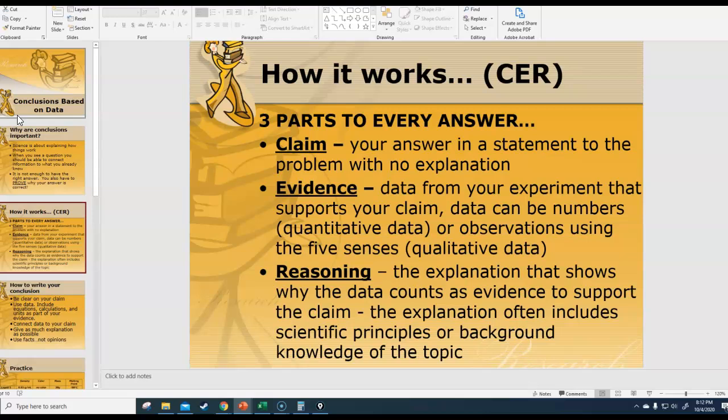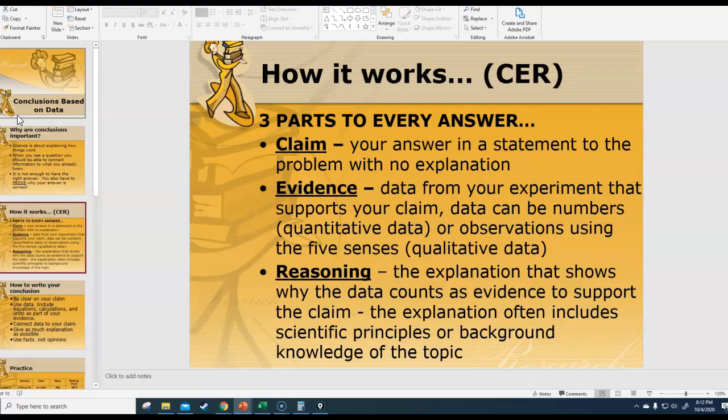Okay, and then the reasoning is what makes the connection between your evidence and your claim. Okay, so basically it is a scientific explanation that shows why your evidence supports your claim, and it ties everything together. And that reasoning often includes scientific principles or background information that you know about the topic.